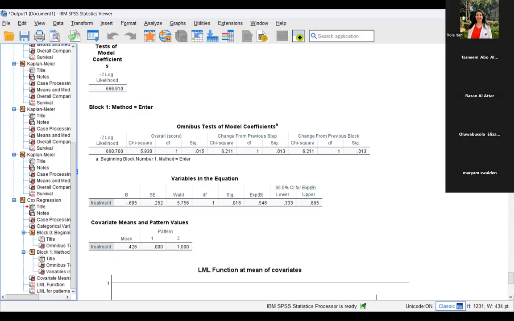Okay, Mariam, please, can you interpret the 0.546? Yeah, sure. Sorry, there's some background noise. It's okay, you're clear, I can hear you well. So we can conclude that being on medication and psychosocial support is statistically significant.